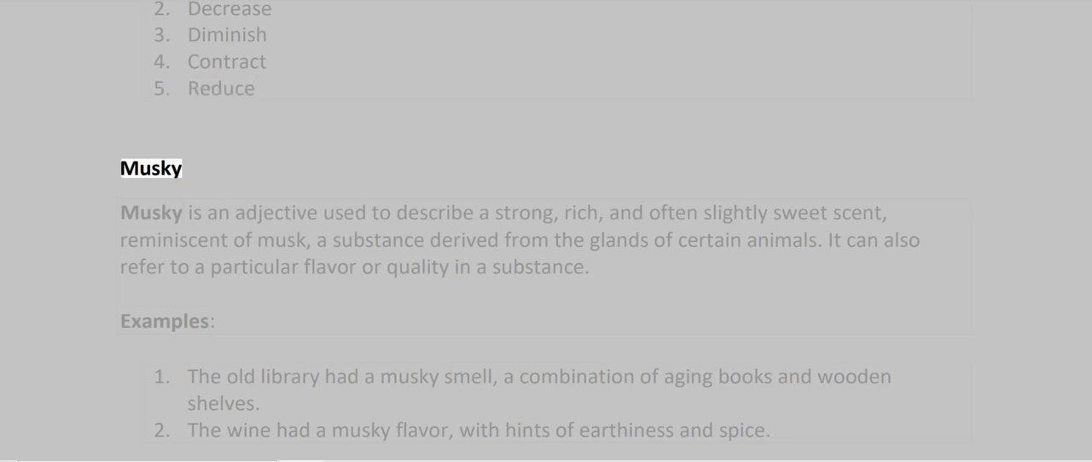Musky. Musky is an adjective used to describe a strong, rich, and often slightly sweet scent, reminiscent of musk, a substance derived from the glands of certain animals. It can also refer to a particular flavor or quality in a substance. Examples. 1. The old library had a musky smell, a combination of aging books and wooden shelves. 2. The wine had a musky flavor, with hints of earthiness and spice.